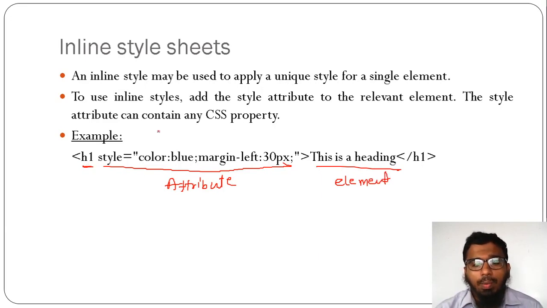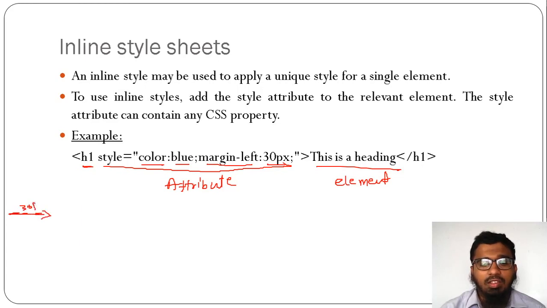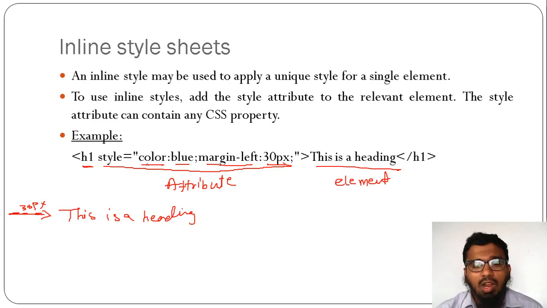So here in the opening tag, I am giving the attribute, that is style equals color is blue, and margin left is 30px. Margin left 30px means from the left it will give a space of 30px. Give the space and start writing. Okay, this is a heading. So the color will be blue and the margin from the left. Okay, so this is an example.